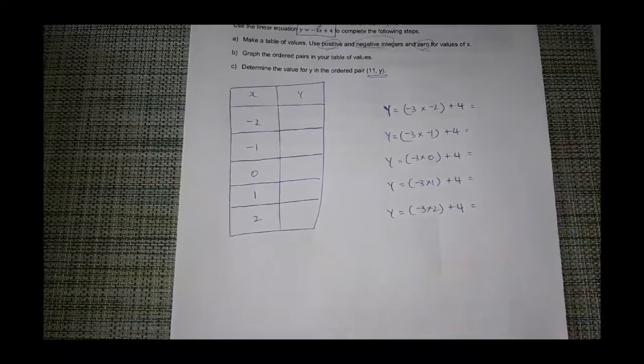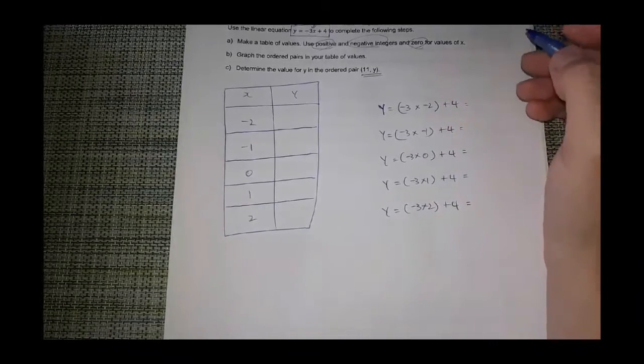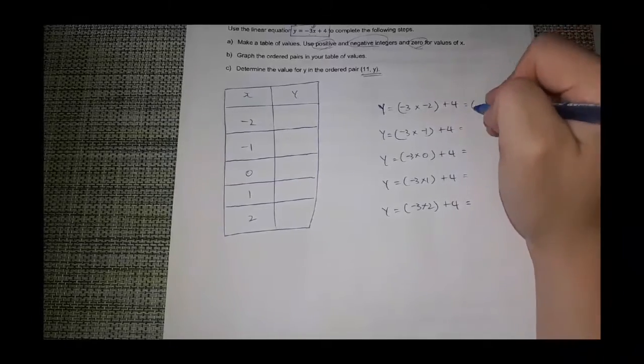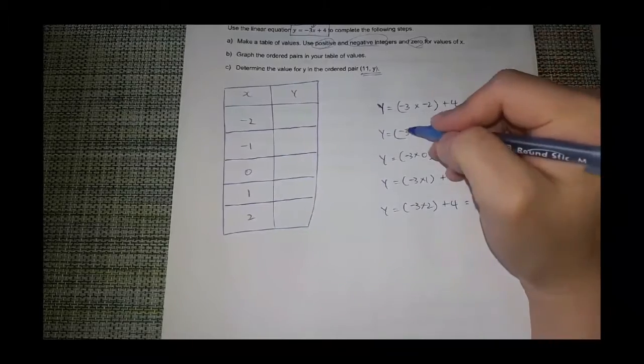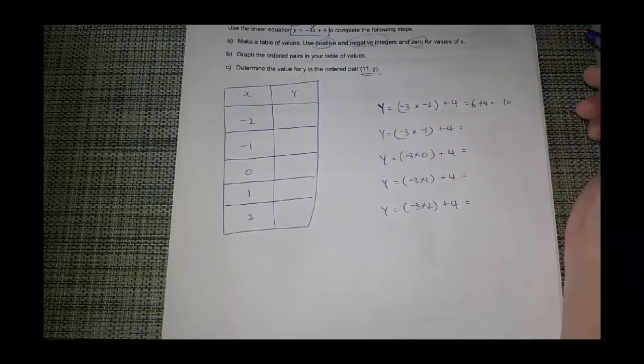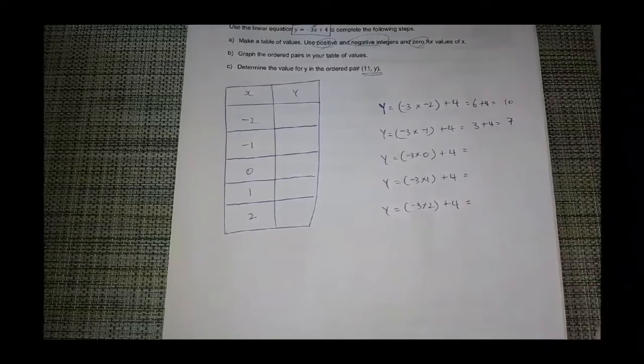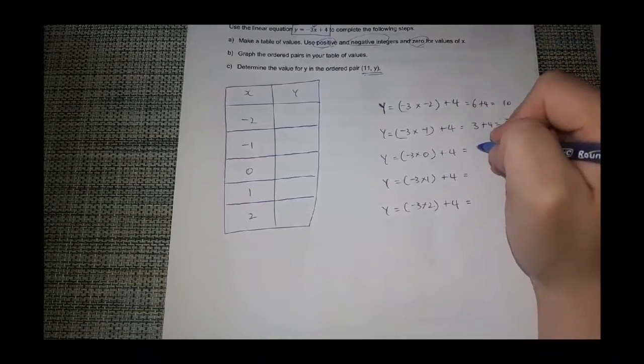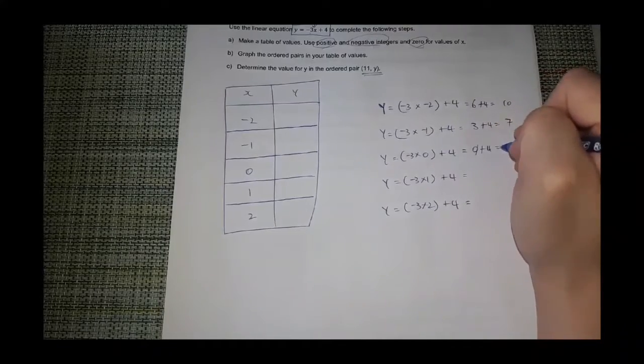There you go. You can use your calculator too. Negative 3 times negative 2 gives you positive 6. So it's 6 plus 4, that gives you 10. Negative 3 times negative 1. Negative times negative always gives you positive if you like to do mental math. 3 times 1 is 3, so there you go. Negative 3 times 0 gives you nothing, so 0. 0 plus 4 is equivalent to 4.